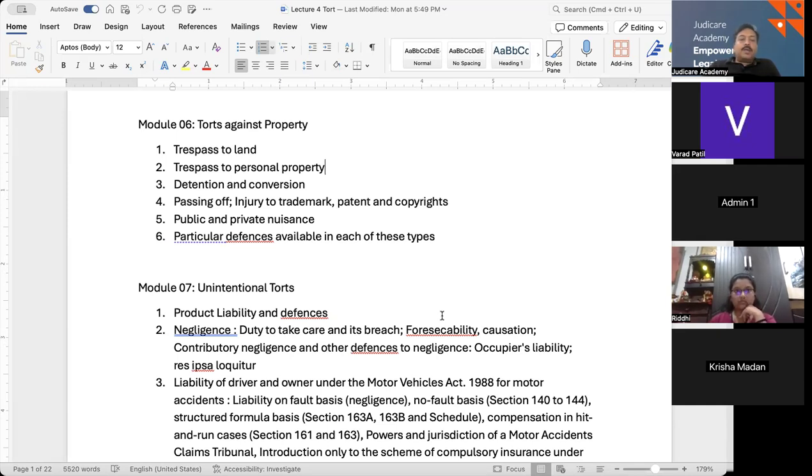So let's come to the next topic, the third one, which is called detention and conversion. I'm just going a little fast in module 6, which is purely theoretical, and we have to go into the sections of the Motor Vehicles Act in the next one. So, detention and conversion. Please note if you have any questions.